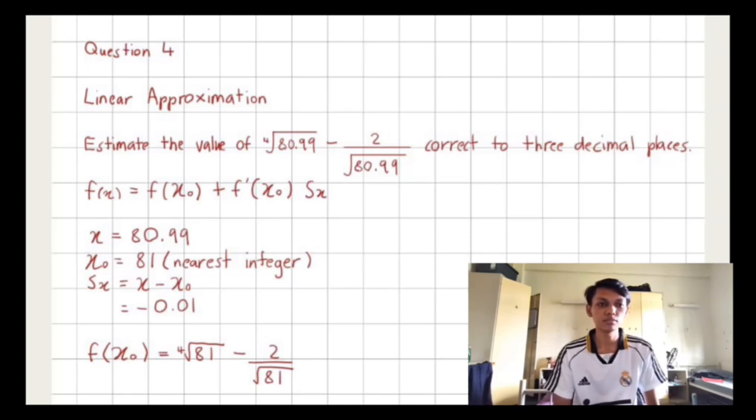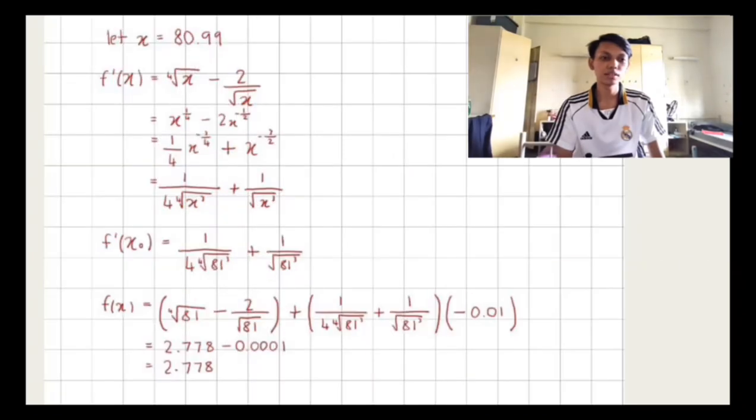Then delta x we get by x minus x naught, so the value is negative 0.01. To get f prime(x), we must first let f(x) equal the square root of 4x minus 2 divided by square root of x. We change it to the easiest form so we can differentiate easily. After we differentiate it, the final answer will be 1 divided by 4 times the square root of x cubed, plus 1 divided by the square root of x cubed.